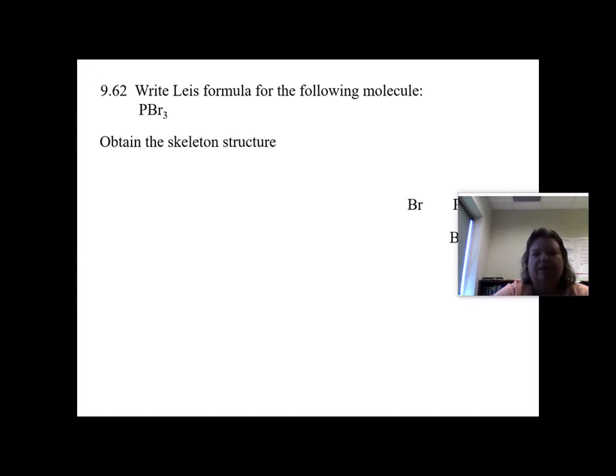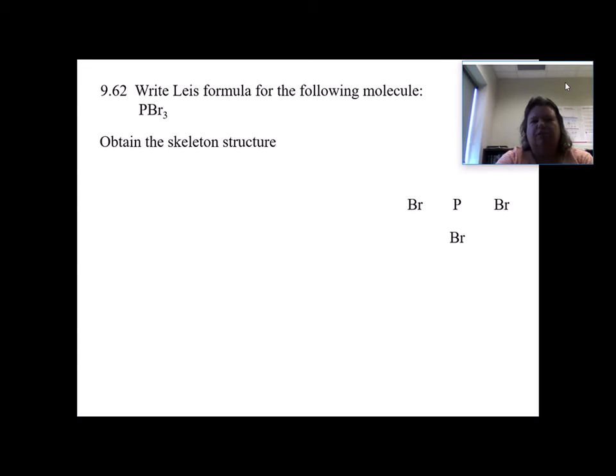Okay, so step 1 is obtain the skeleton structure. Phosphorus is the least electronegative, so it goes in the center, and I put each bromine around it, and each bromine is going to connect to that phosphorus. So that's my skeleton structure.